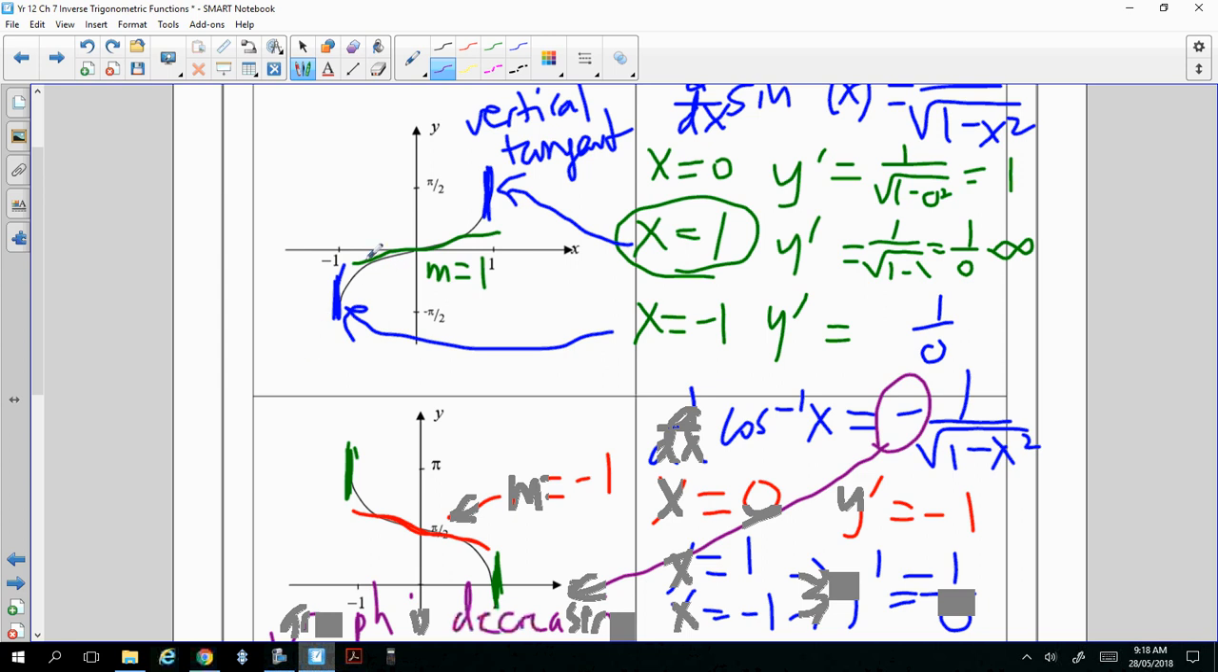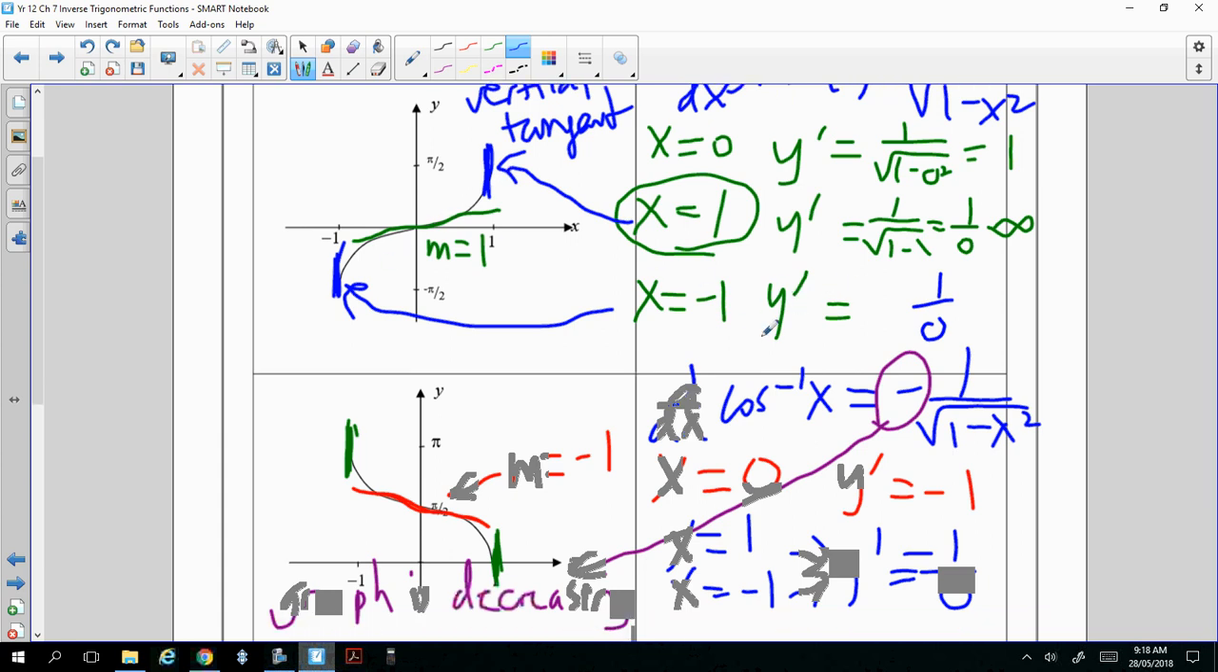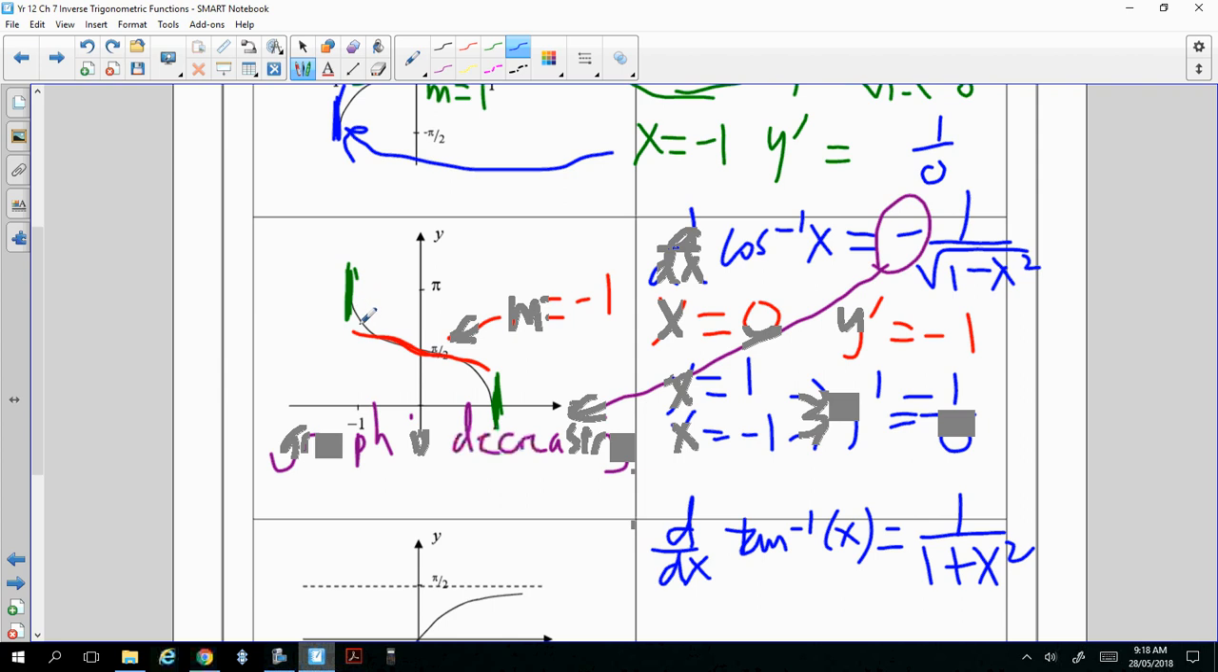What else? I think that's all we can say at this point. The endpoints are vertical tangents and in the middle, the gradient is 1. Of course, you can find the gradient at any point, but these are the ones more obvious from the derivative. And the last one is tan inverse.